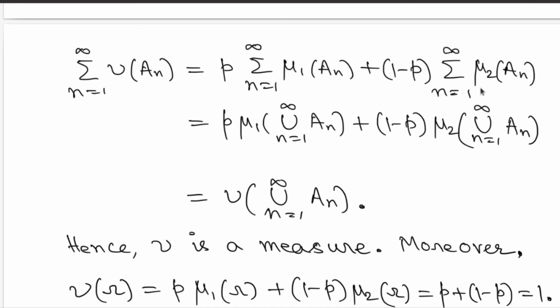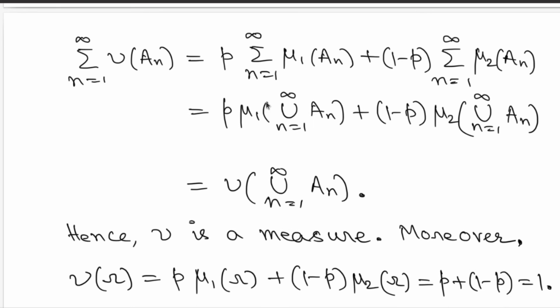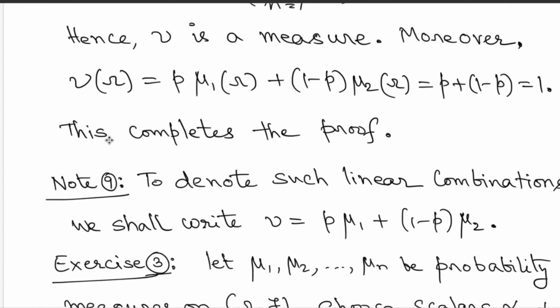But then you observe that mu1 and mu2 are genuine probability measures. In particular, they are countably additive, and therefore you end up having a convex linear combination of the measures of the union of the A_n according to mu1 and mu2. Here you are simply using the countable additivity of mu1 and mu2. Therefore all you get is the convex linear combination, and as per the definition, this is nothing but nu of the countable union of A_n. So you have managed to prove that nu is countably additive, and hence this becomes a measure.